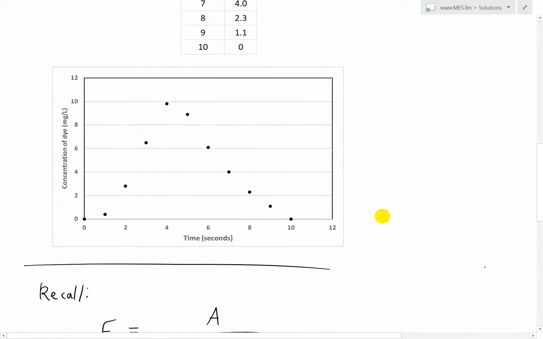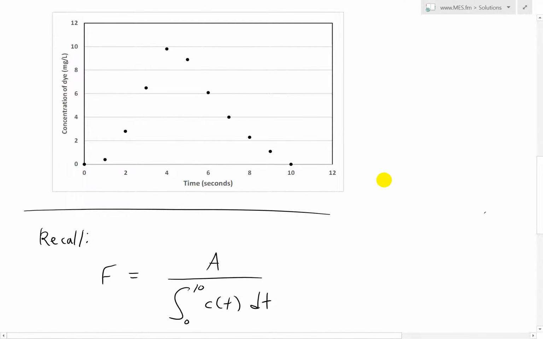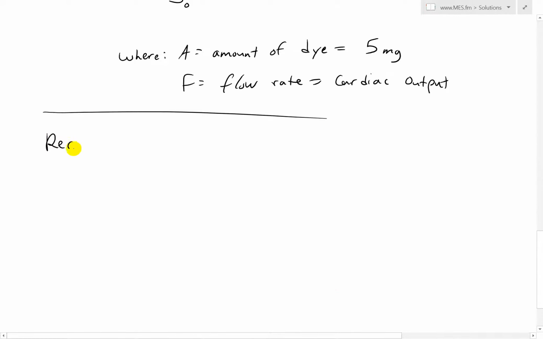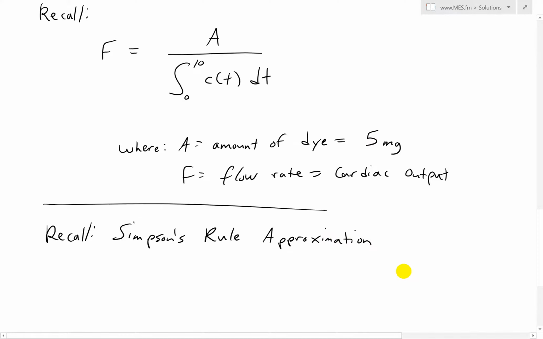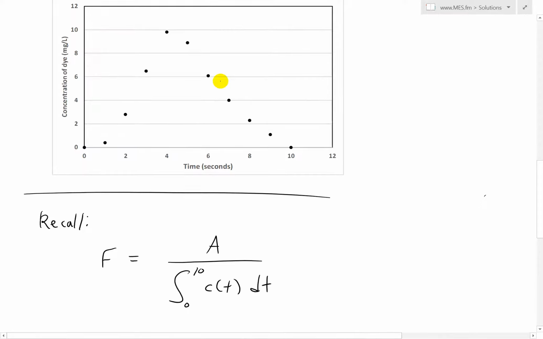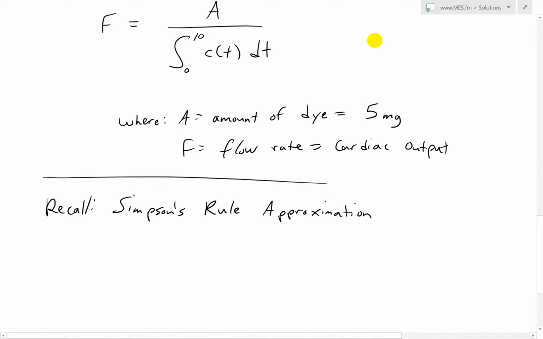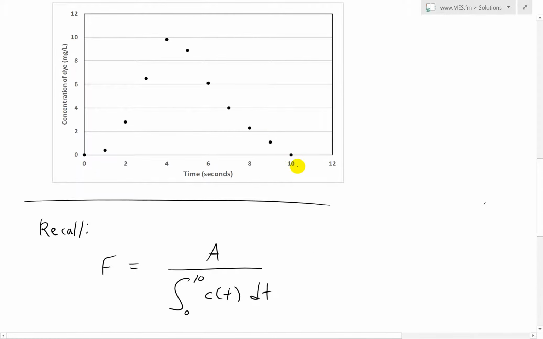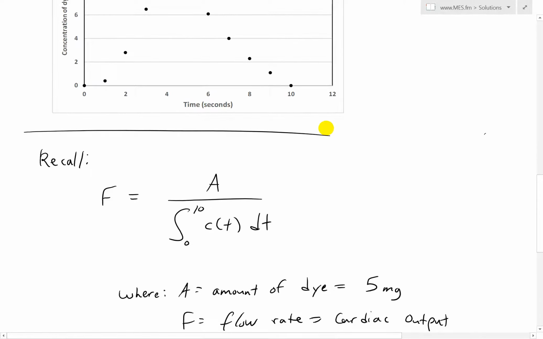As I showed in my earlier videos on approximation, you can approximate this using Simpson's rule. Let's recall the Simpson's rule approximation, because all we're trying to do is approximate the integral here, which can be viewed as the area. Simpson's rule, like I showed in my earlier video, uses parabolas to estimate it, and it needs an even number of intervals. Here we have 10 seconds, which is 10 intervals, so that is an even number.